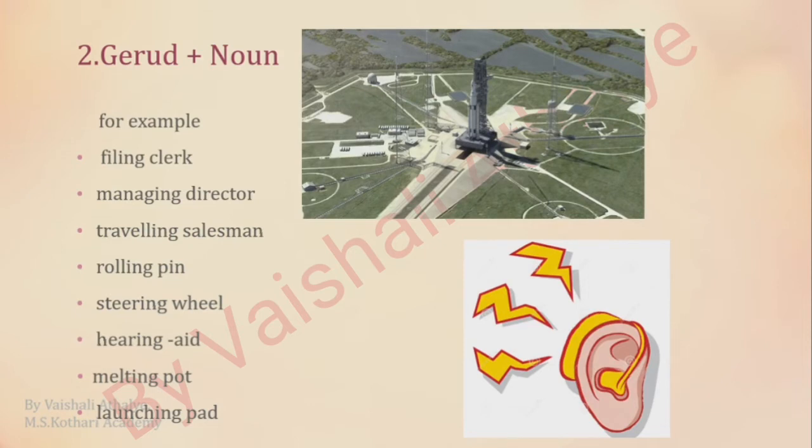The other way to form a compound word is putting a gerund with a noun. For example, filing clerk, managing director, traveling salesman, rolling pin, steering wheel, hearing aid, melting pot, launching pad. All these words have a gerund first and a noun later.